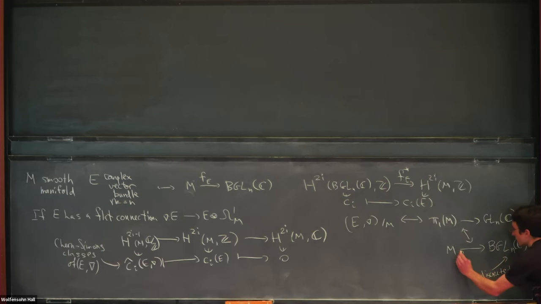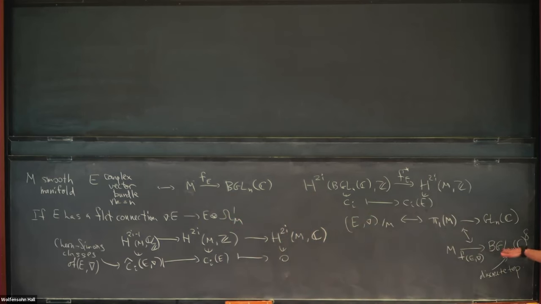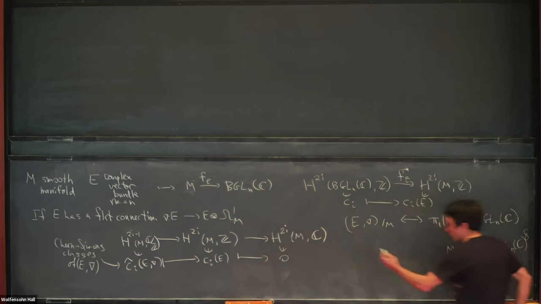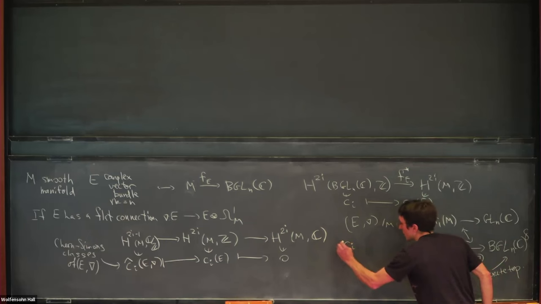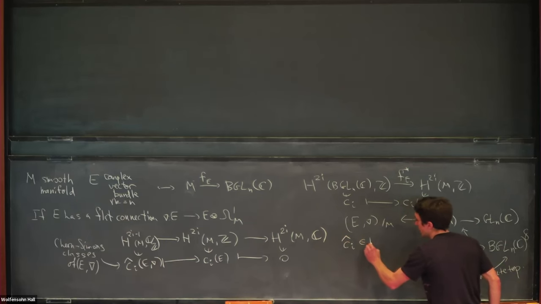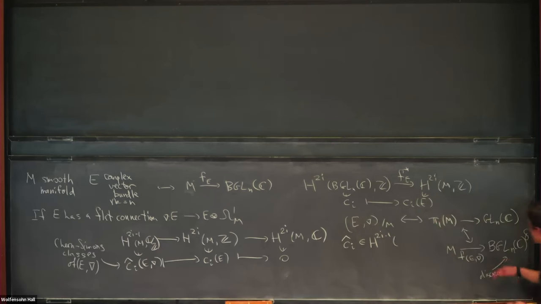I'll call this f_(E,nabla). Said differently, a flat connection produces for you a factorization of this map through the classifying space of the same group, but viewed with discrete topology. And the claim, which is somewhat formal now, is that there exists a universal class c_i hat living in the analogous odd degree cohomology of this universal space.